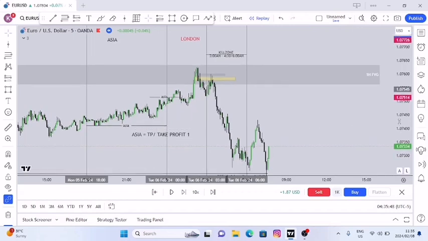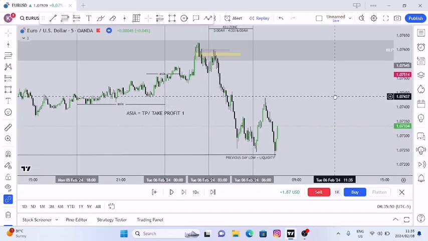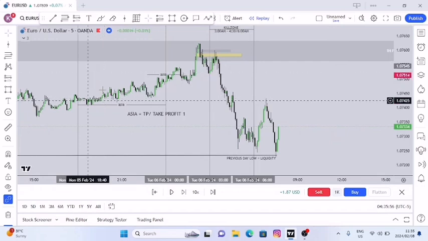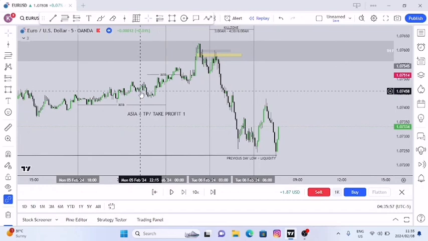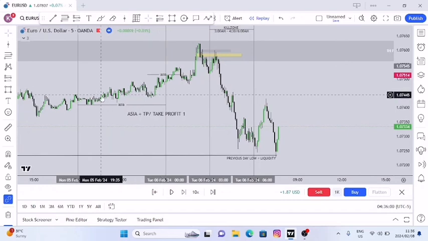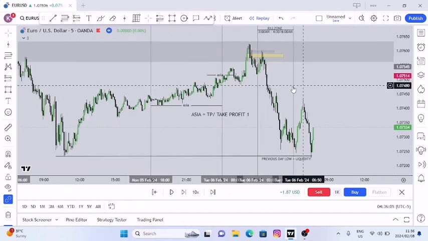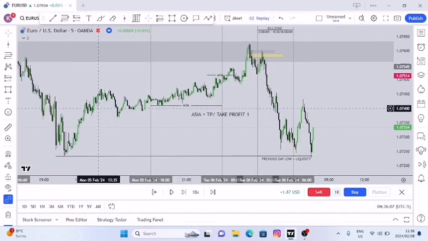Also what we are looking for is you see this tight consolidation in Asia, right? It's a very tight spread, very rectangle. There's not a lot of movement here. This is what you are looking for when it comes to Asia specifically, because what can tend to happen is maybe Asia is a move like this, right?